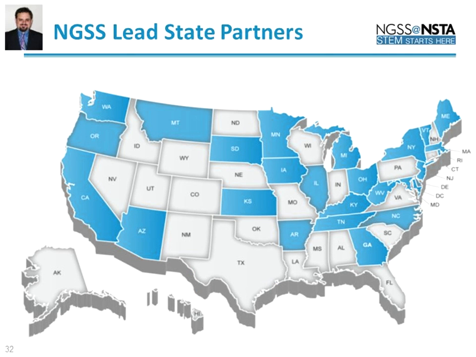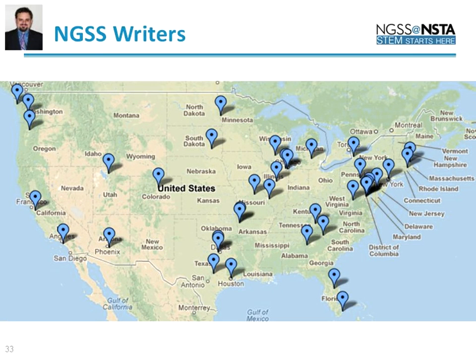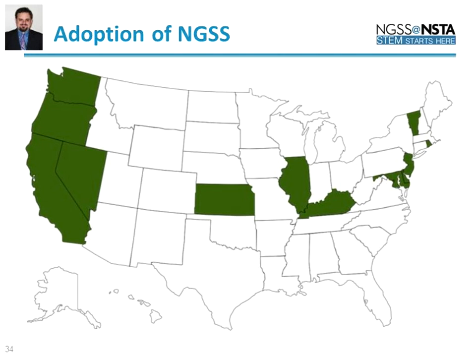The standards were developed and coordinated by a group of 26 states, the states that are shown there in blue. And then there was a group of 41 writers, almost about half of whom were classroom teachers at the time they started. That gives you a sense of where they were spread out across the country. So it really has been sort of a national effort to make these standards.